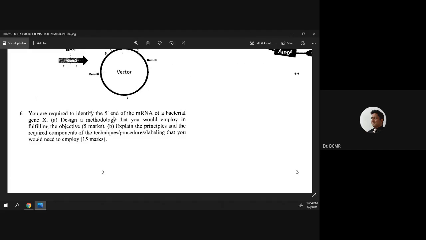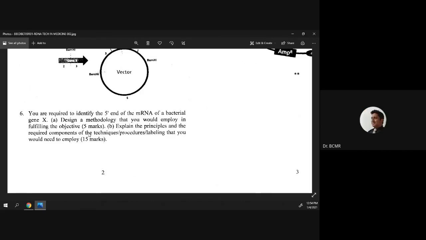You are required to identify the 5' end of mRNA of a bacterial DNA. Design a methodology that you would employ in fulfilling the objective. What could be the answer for this question? The 5 prime leader region, the transcriptional start site of mRNA. What technique would we use? Sir, we could start from the 3 prime end, recognize the poly A tail using a primer and then carry out PCR.